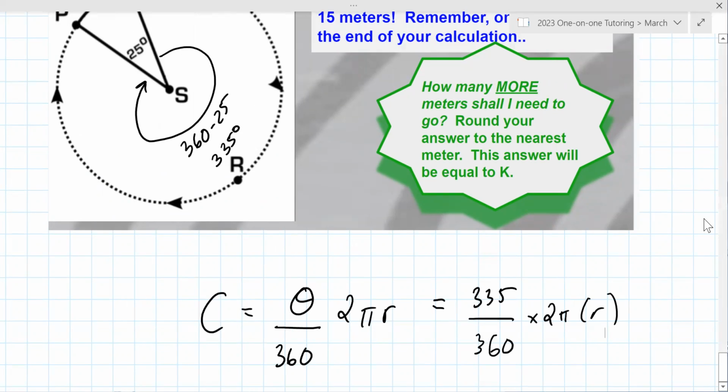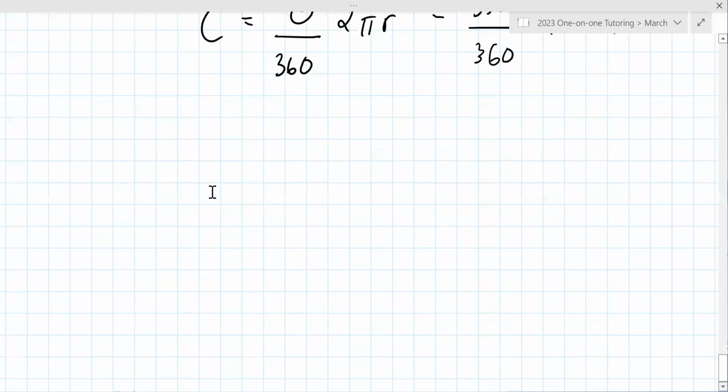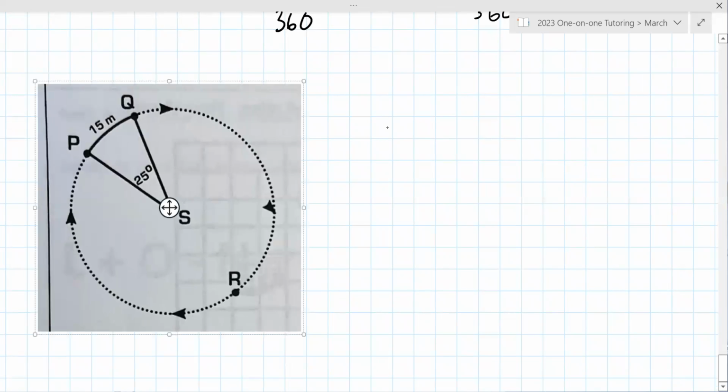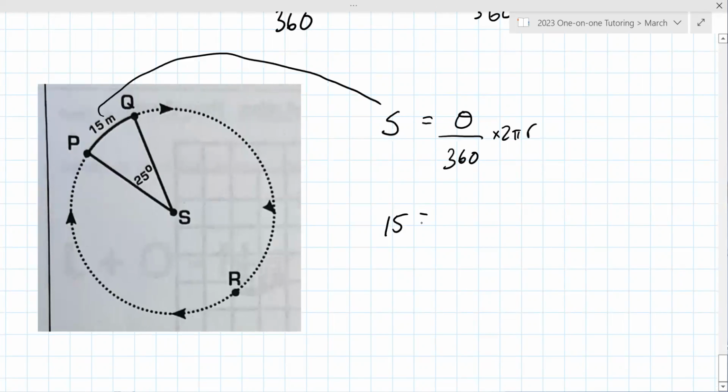Yeah. Excuse me, let me go grab another snip here to make that part easier. Okay. So to find the radius, we use the same formula. The arc length is the angle out of 360 times 2 pi r. So this time the arc length is 15. They're giving you that. The angle is 25 out of 360. And then 2 pi r we don't have. So now we can solve for r.